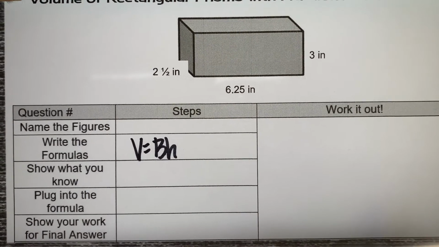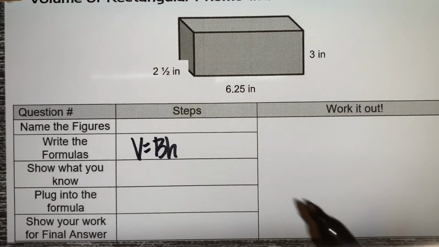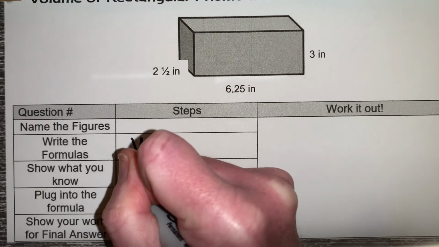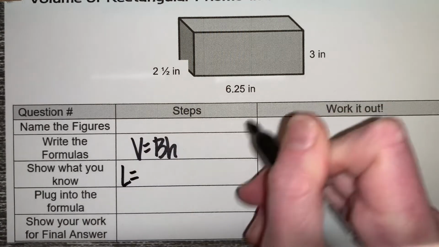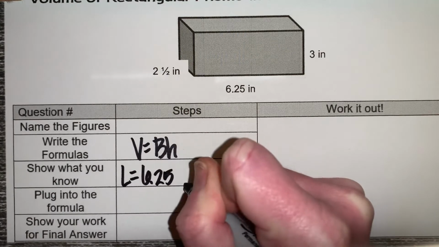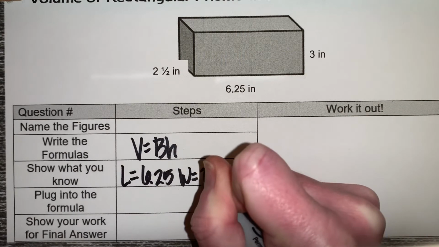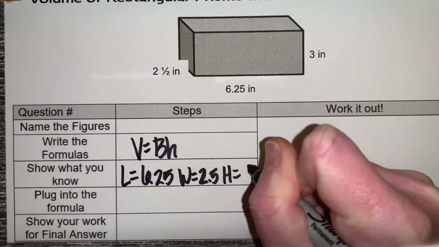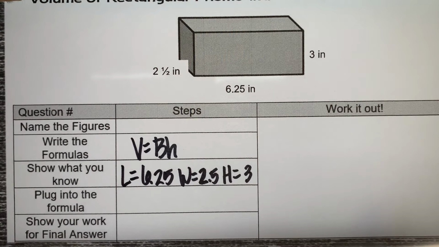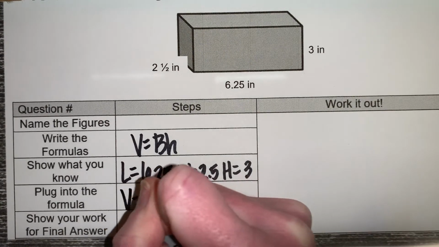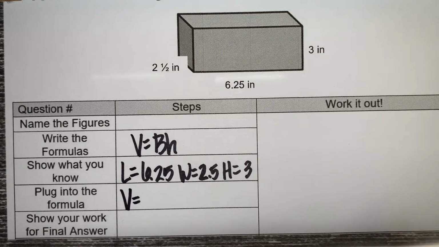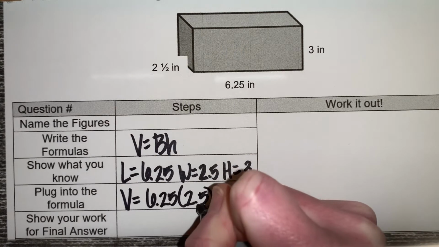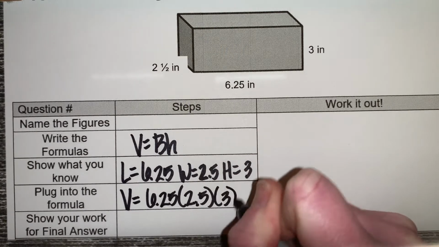I personally would rather change the fraction to a decimal, so that's what I'm going to do because 2.5 is easy to turn into a decimal. So I'm going to say the length is 6.25, the width is 2.5, and the height is 3. Plug those into the formula. These two are going to be the capital B, so 6.25 times 2.5 times 3.